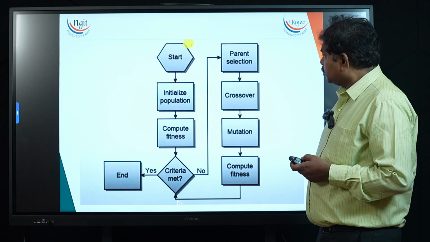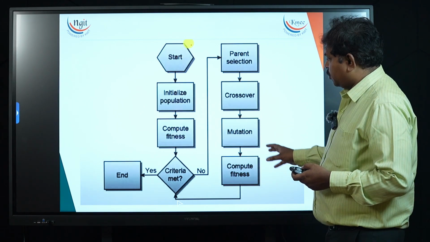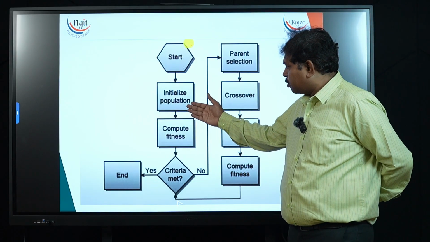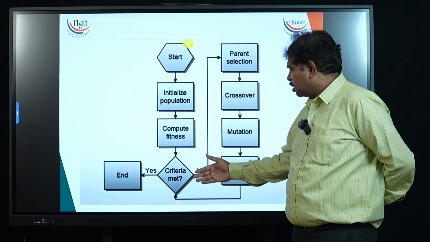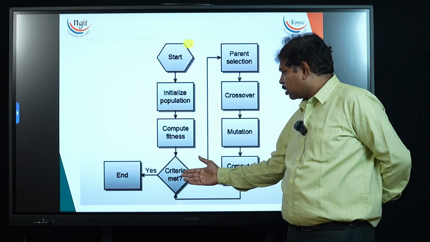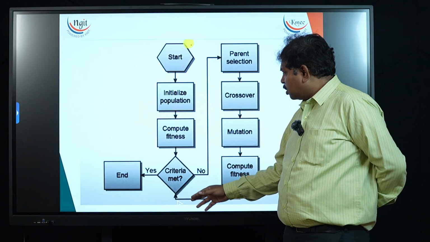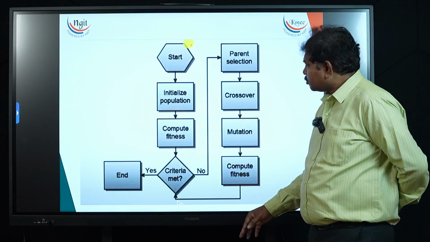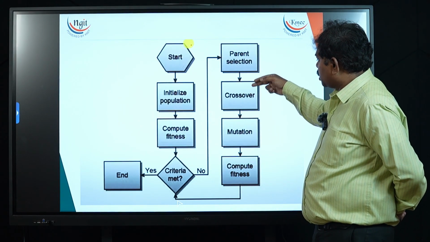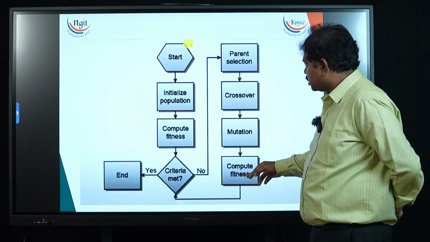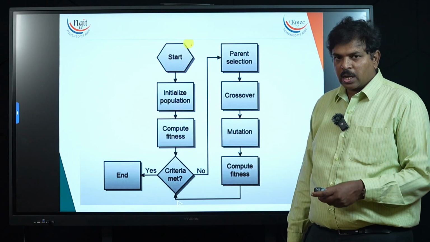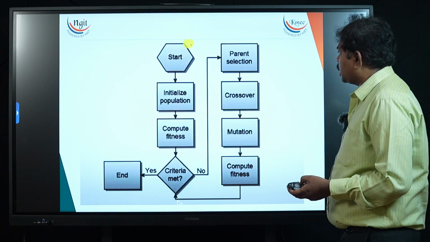Now how does this work? Let us see a flow chart of how a genetic algorithm works. First we initialize the population and compute the fitness. We take the fitness function output and check some criteria. If yes, we end. If no, again we go through parent selection, crossover, mutation, compute fitness, and again we go for the decision. If yes, then we end. What I have told you is given here in a diagrammatic representation.